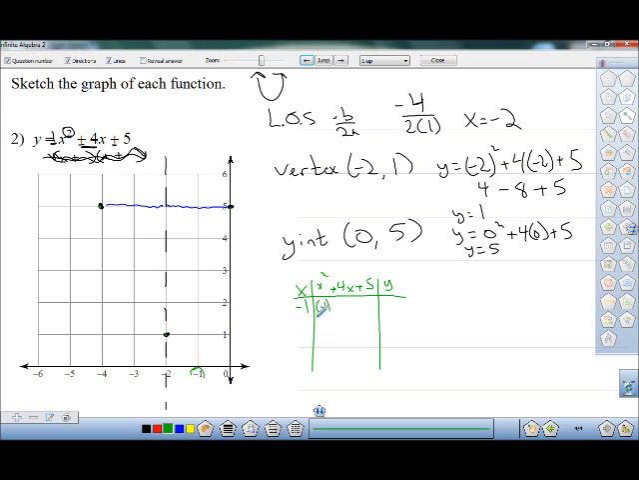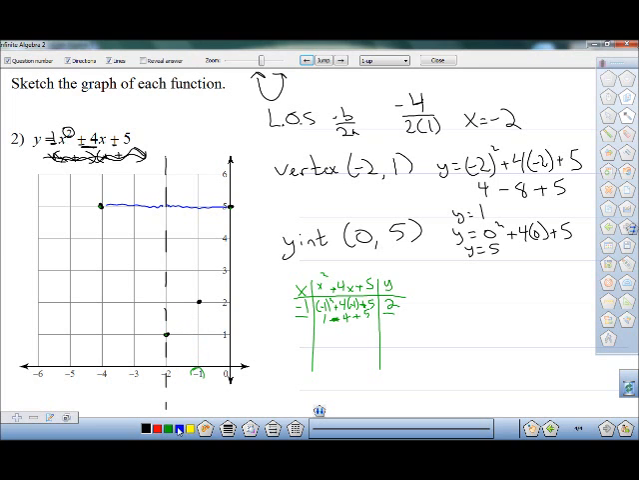I'll get negative 1 squared plus 4 times negative 1 plus 5. Negative 1 squared, 1. 4 times negative 1, negative 4. Plus 5. 1 minus 4, negative 3, plus 5, 2. So at negative 1, 2, I can put another point.